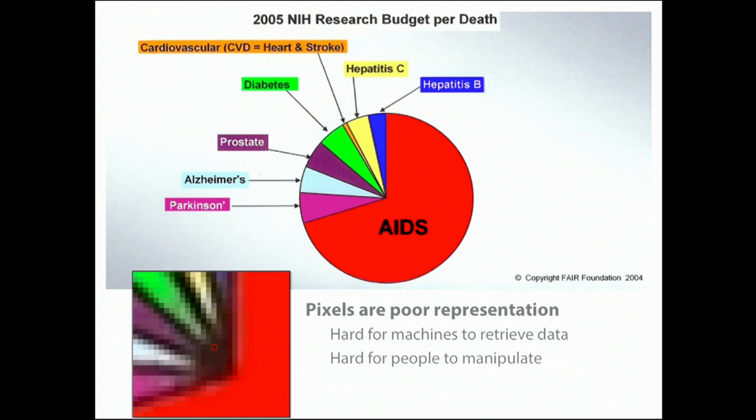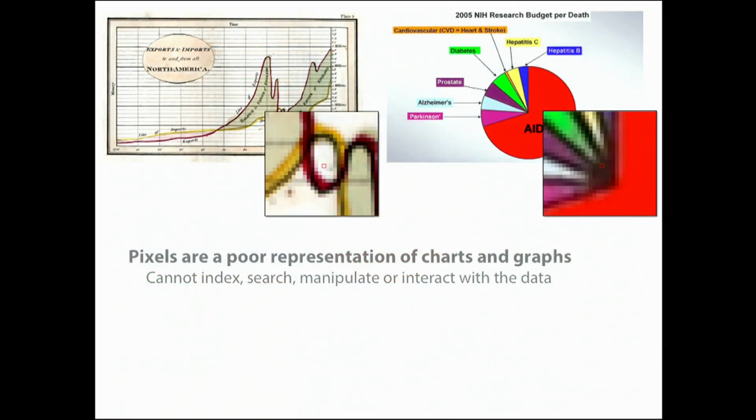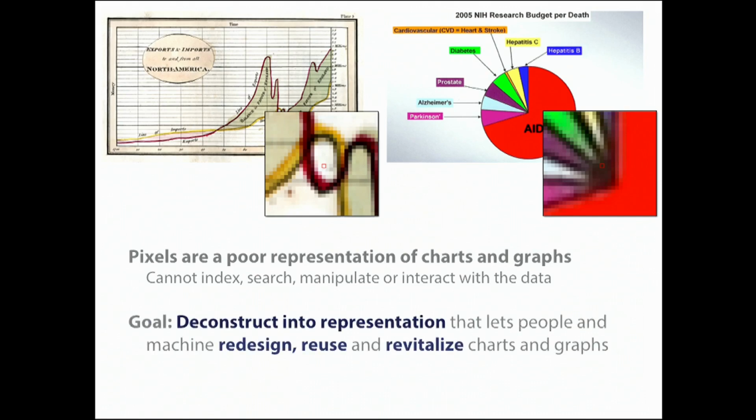I have no way of reforming this chart if all I have are the pixels. So what we've seen is that pixels are not a good representation for charts and graphs. They make it difficult for both the people and the machines to work with the underlying data and information. And the goal of some of our work has been to deconstruct these kinds of bitmaps of charts into a representation that enables redesign, reuse, and revitalization of the charts.